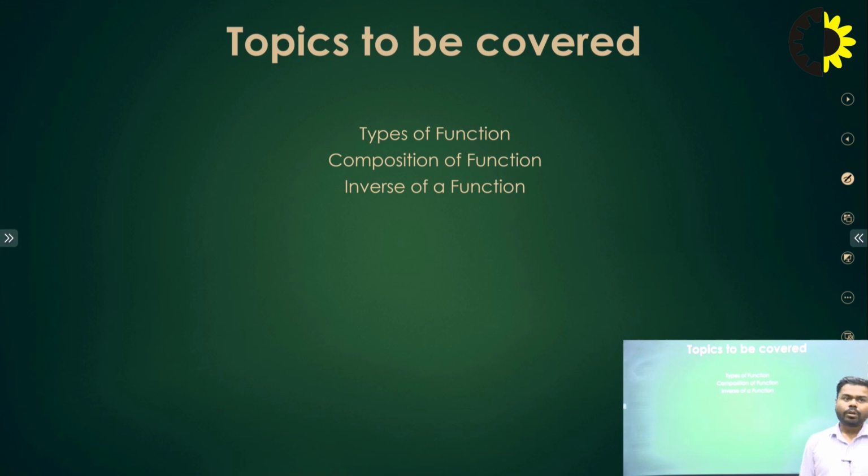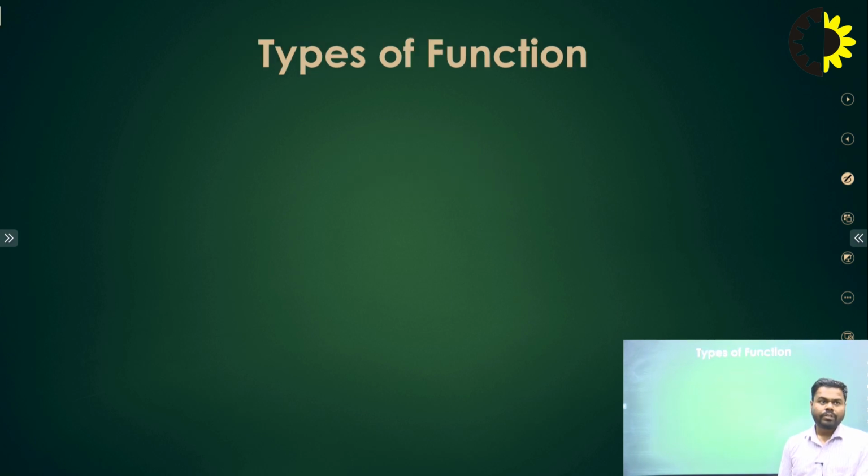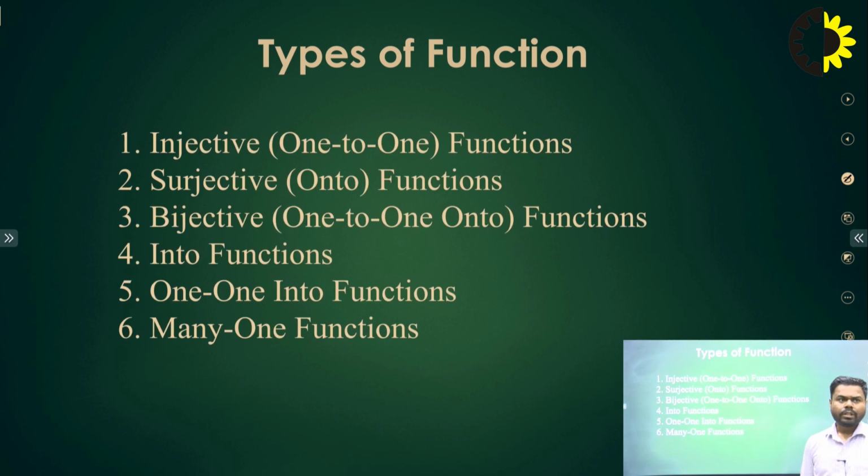Next, I will cover the types of function, composition of function, and inverse of function. These three topics are important in discrete mathematics under functions. The first topic is the types of function. What are the types of function? There are basically four types of function: one to one, into function, many to one, and onto function. I am writing again.